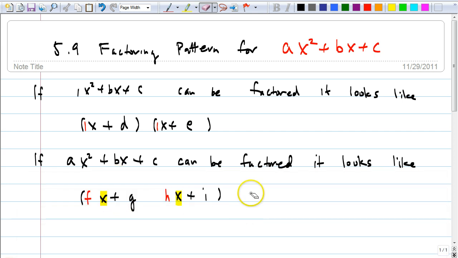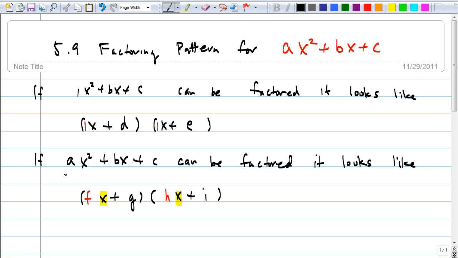It won't be a. I used f and h. Whoops, something got erased. So you're right, you don't want to use the letter a because we already used a. It doesn't have to be the same number, does it? So some f and h. It's got to be some number. Of course, f times h has to be a. You know what I'm talking about? So it's going to be some number x plus g, times some number x plus i.